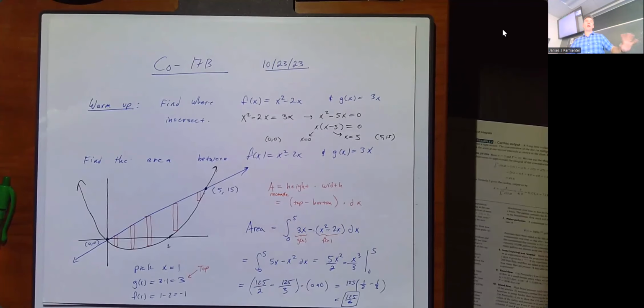So that is the general idea of how we find area between two curves. We find where they intersect, and then we find the integral of the top minus the bottom over the interval of integration.